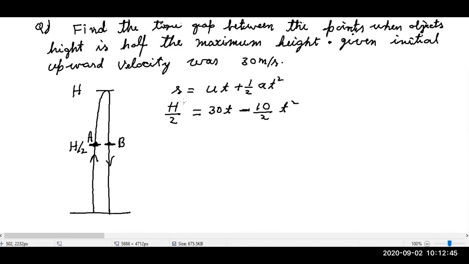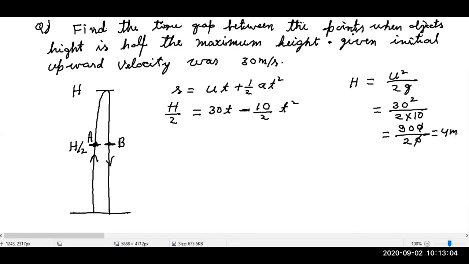And we need the value of h also. So what will be h? So maximum height formula we know, that is u square by 2g. So that we can find 30 square by 2 into 10. So how much it will be? 900 by 20. So 45. So 45 is the maximum height. So we have to take 45 here. 45 by 2 and 30t minus 5t square. So this we have to solve.